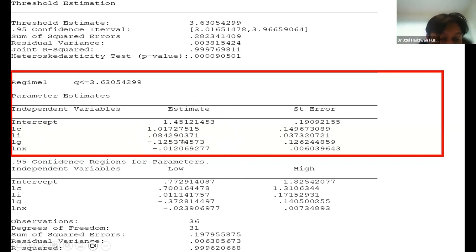Let me check. For this one, C is not significant, I is not significant, G is not significant. I is significant, G is not significant, and NX is significant. So in this case, regime one below the threshold, I and NX are significant with positive and negative sign respectively.